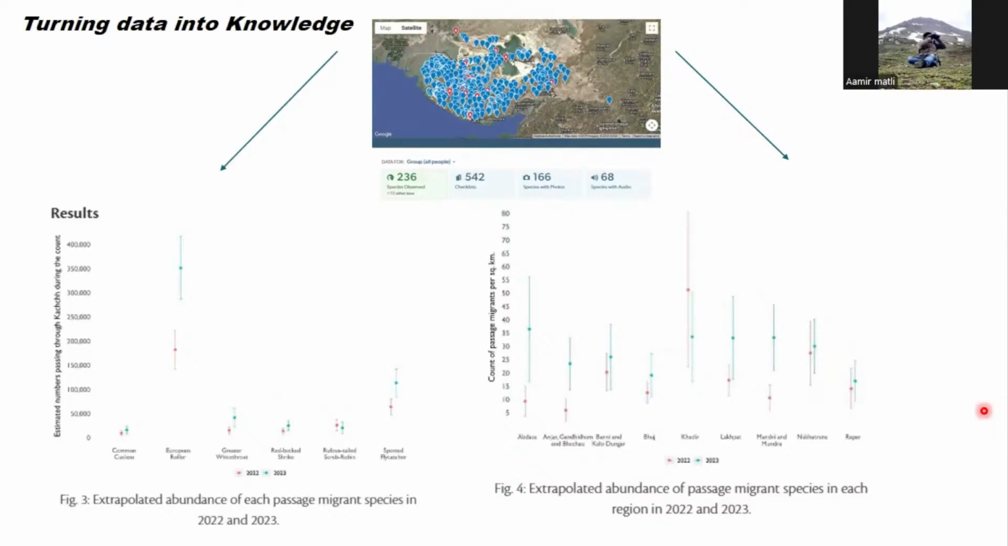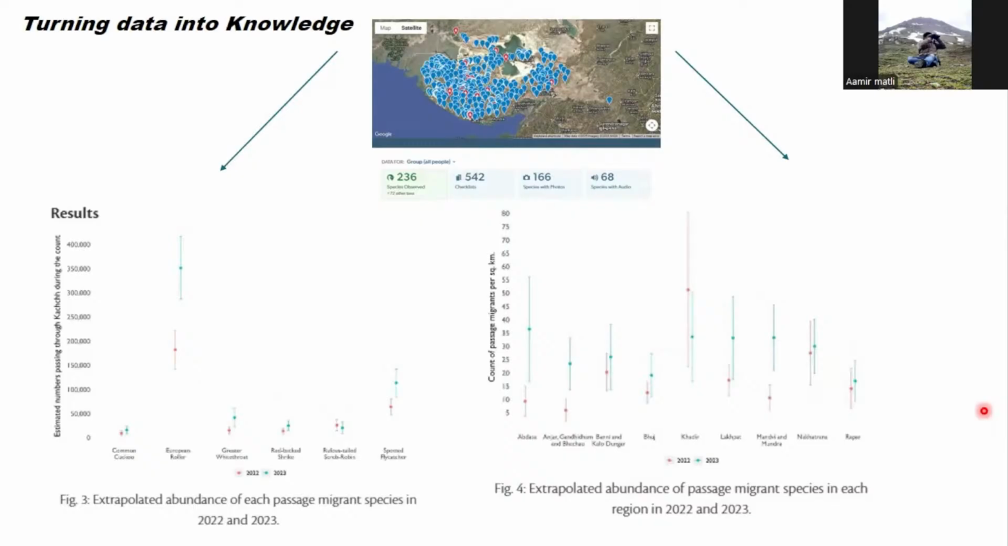In September 2022, we estimated around 3 lakh passage migrants passing through Kachchh during just 2 days of the survey. And the following year, this number almost doubled to an estimated 5 lakh birds. It really makes us think about the scale of migration and the importance of these stopover sites. In 2022, we estimated around 1,82,000 European rollers passing through Kachchh, while in 2023, the number was around 3.5 lakhs.